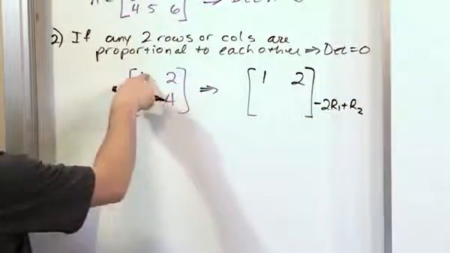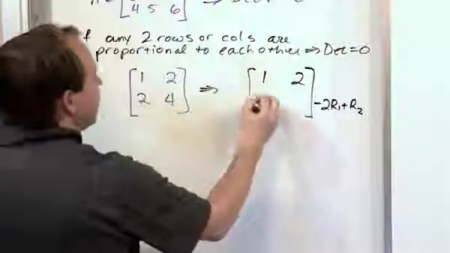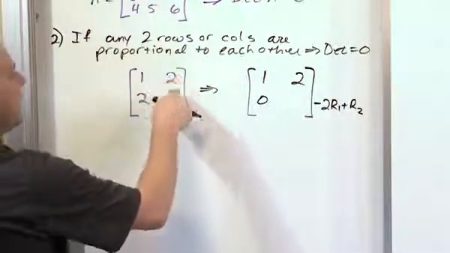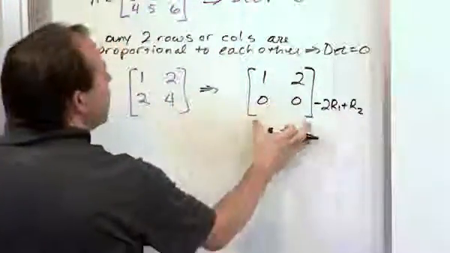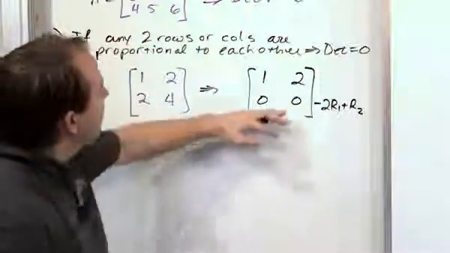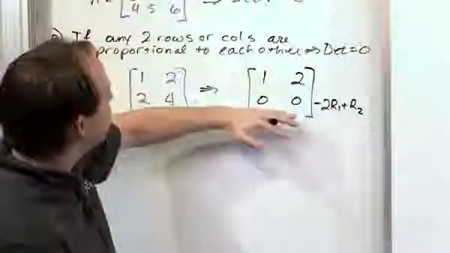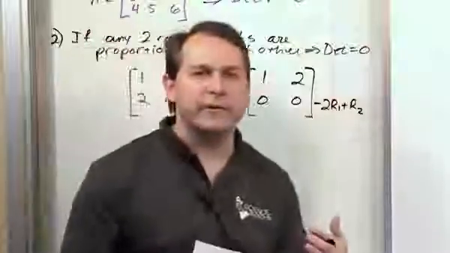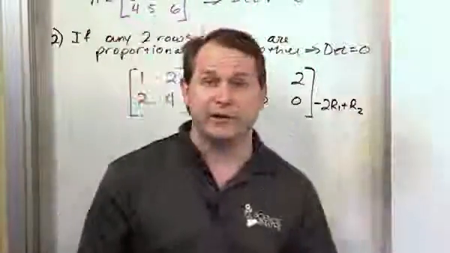That's going to give me a -2, plus here is going to give me a 0. And then if I multiply -2 here, -4 plus this is also 0. This new matrix, from the previous thing we talked about, has zeros across one row, and so the determinant of this matrix here we know is 0.